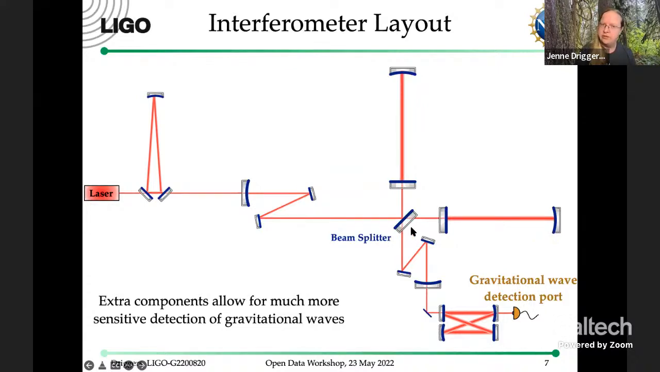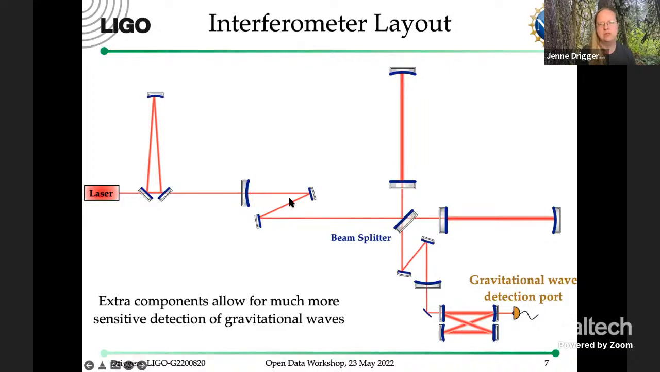Due to conservation of energy, when we have our interference at the beam splitter, if we have destructive interference going towards our gravitational wave port, that must mean that we have constructive interference and lots of laser power traveling back towards the main laser. And one way that we can think about this is light that did not detect a gravitational wave signal. And so we put in a recycling mirror to turn that light around and have it go back into the main interferometer and try again to measure gravitational waves.